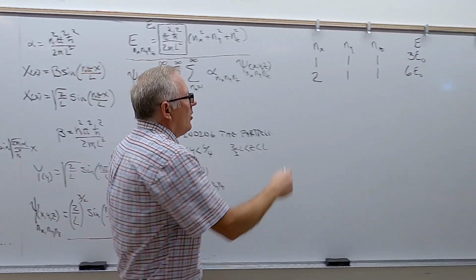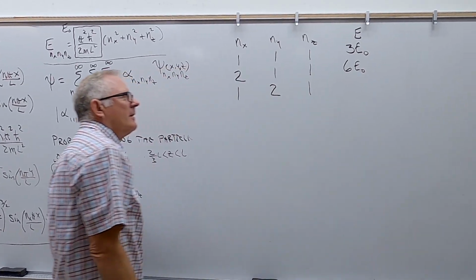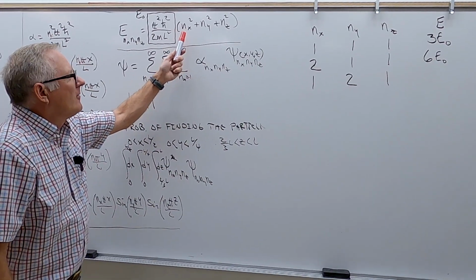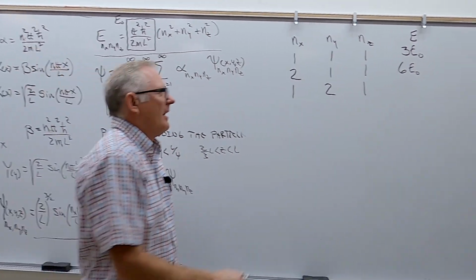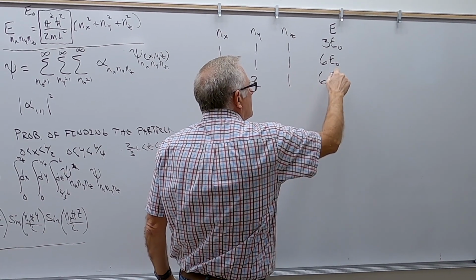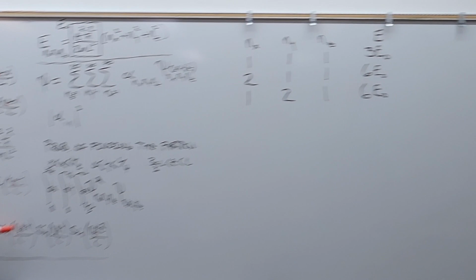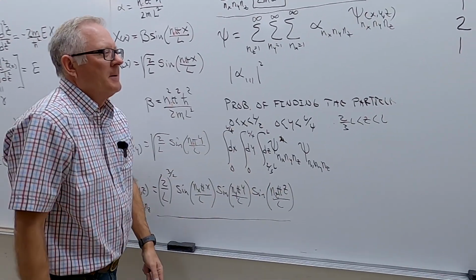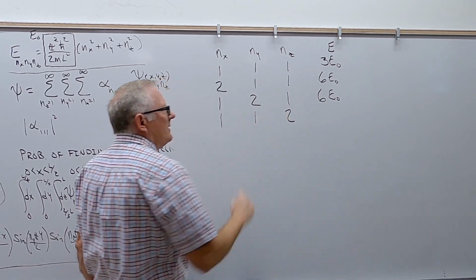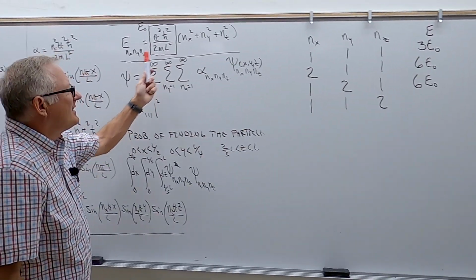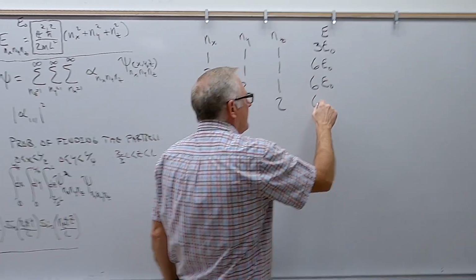If we look at 1, 2, 1, well, if I make this 1 squared plus 2 squared plus 1 squared, it's still 6 E naught. And you just plug in a 1, a 2, and a 1. If we look at 1, 1, 2, that's going to be still exactly the same. 1 squared plus 1 squared plus 2 squared is still 6 E naught.